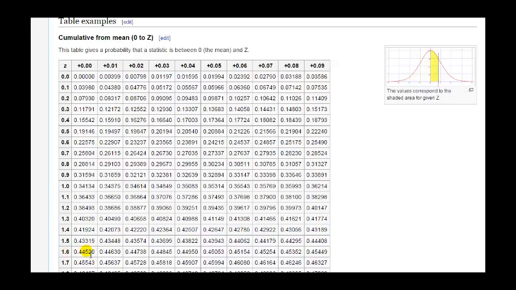So the first decimal place is 0.6, the second decimal place is 0, so we're going to get 0.43319 here. But we have to add 0.5 onto that, because the total area underneath the distribution is 1, so the area from minus infinity to 0 is a half, so we have to add a half onto this yellow region. So the yellow region could be this value here, if the z value is 1.6, so we want 0.5 plus 0.4452.